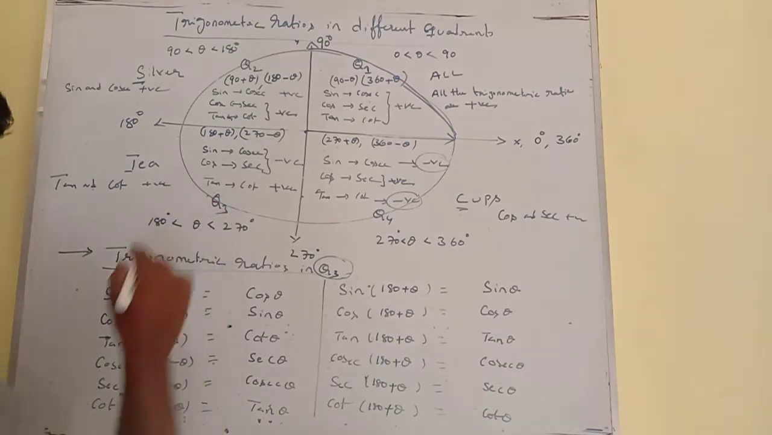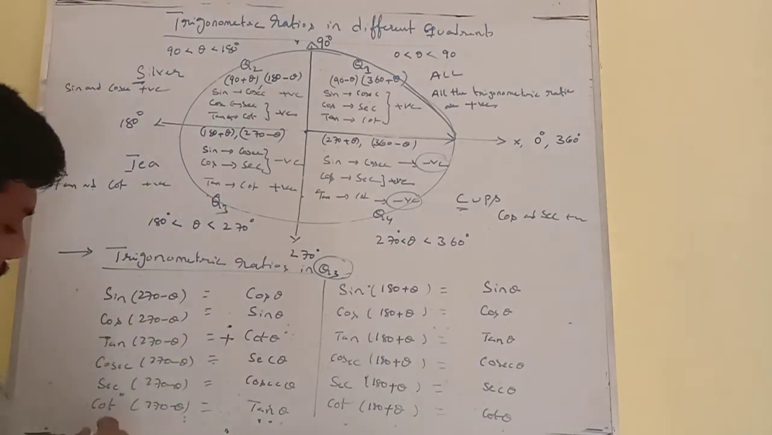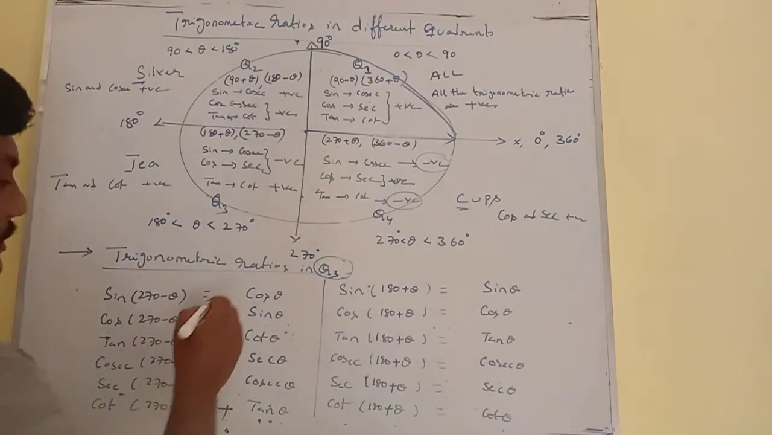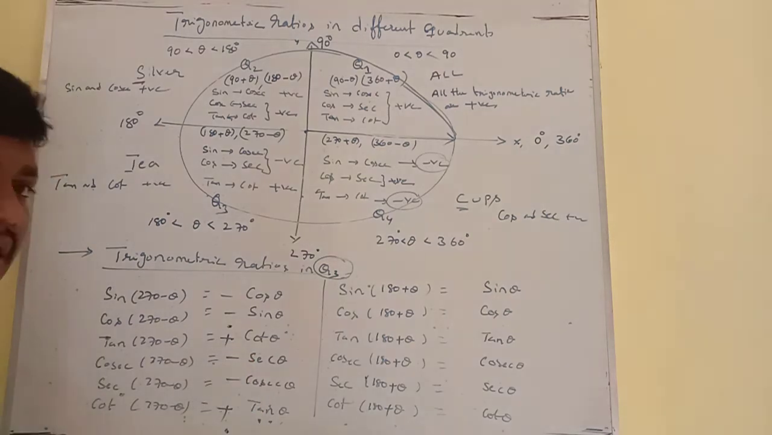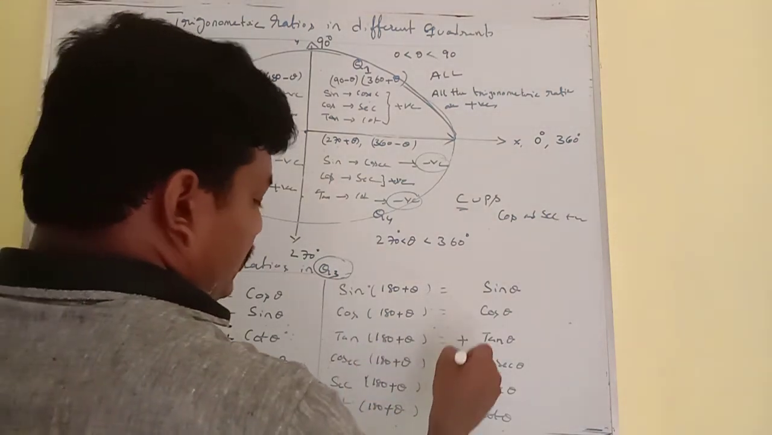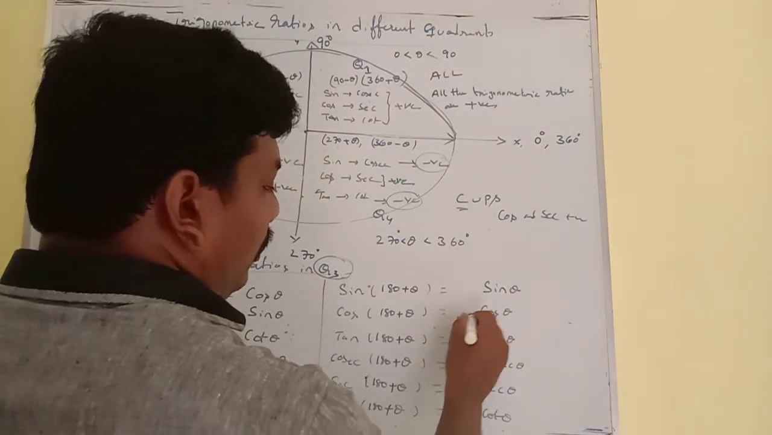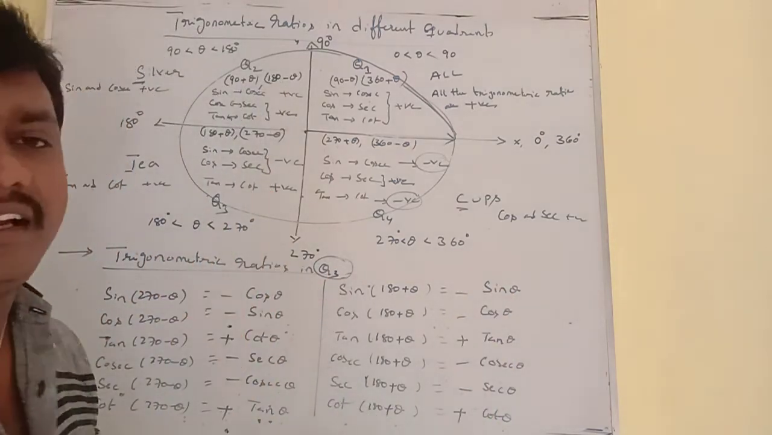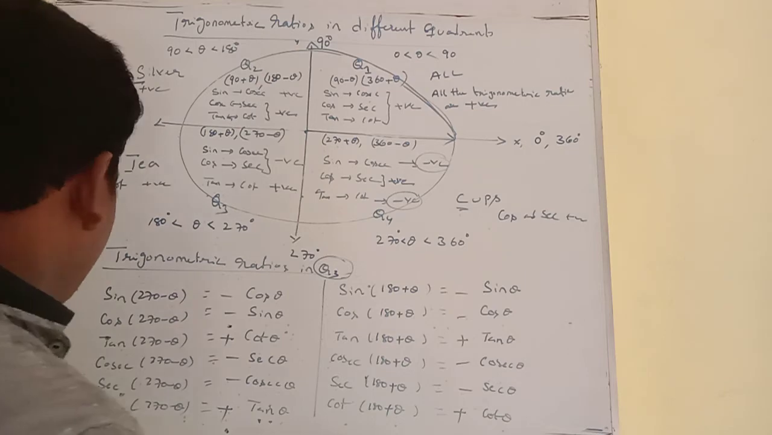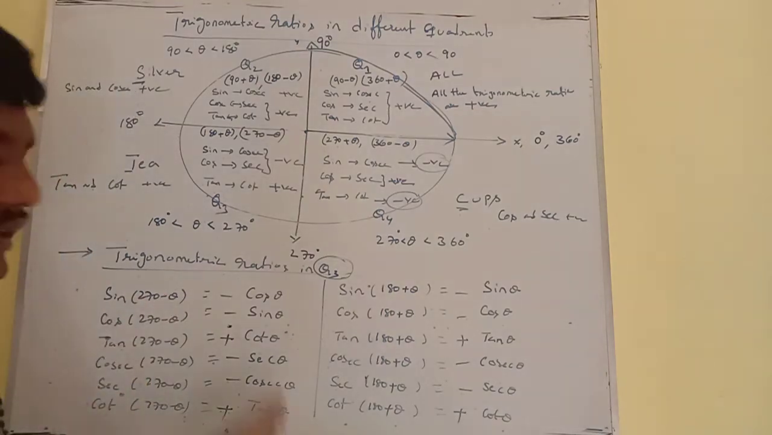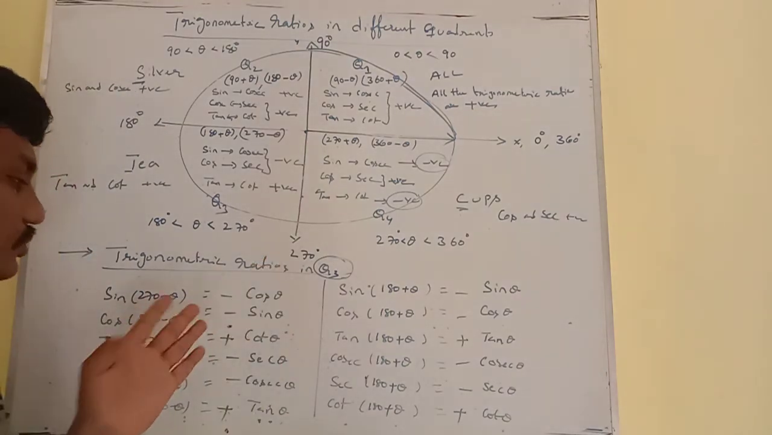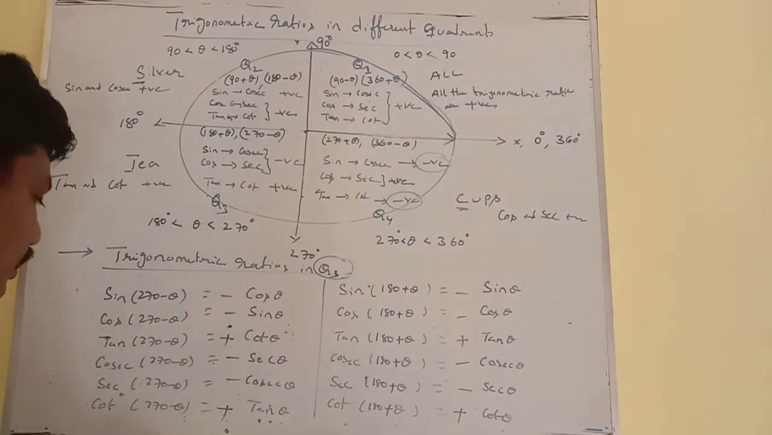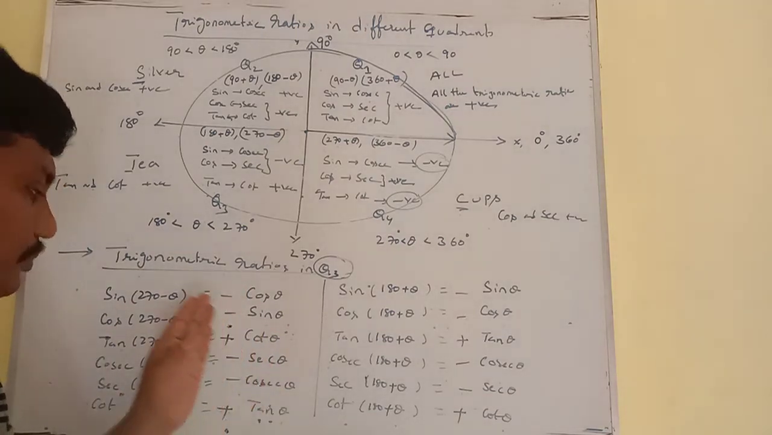Here tan is plus and cot is plus. The remaining all 4 trigonometric ratios will be negative. This is about quadrant 3 ratios. Then sine 270 minus theta becomes minus cos theta. Cos 270 minus theta becomes minus sin theta. Tan 270 minus theta becomes plus cot theta.